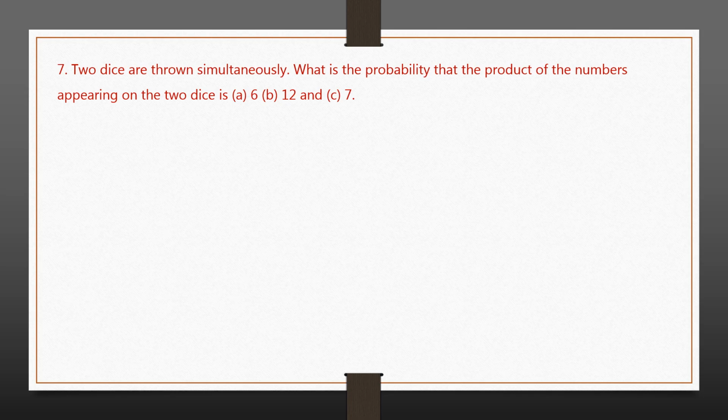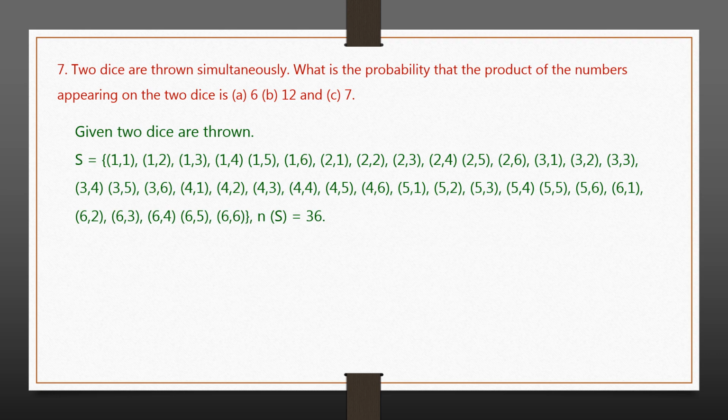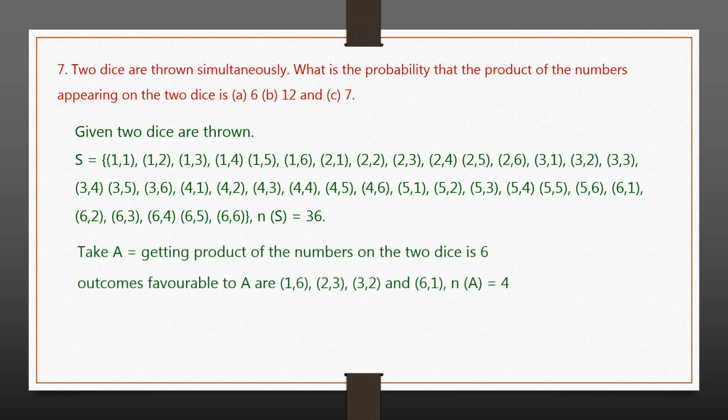Similar to the previous problem, there we have taken the sum. Here we have to take the product. Identify the random experiment, write the sample space. Given 2 dice are thrown, I have written the sample space and n of S also, that is 36. The first event is getting product of numbers on the 2 dice is 6. You have to identify favorable outcomes to A from the sample space only.